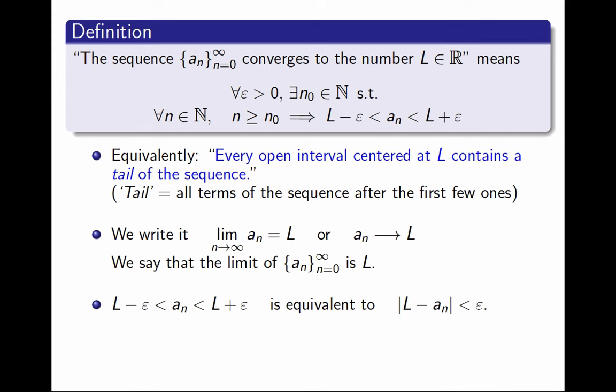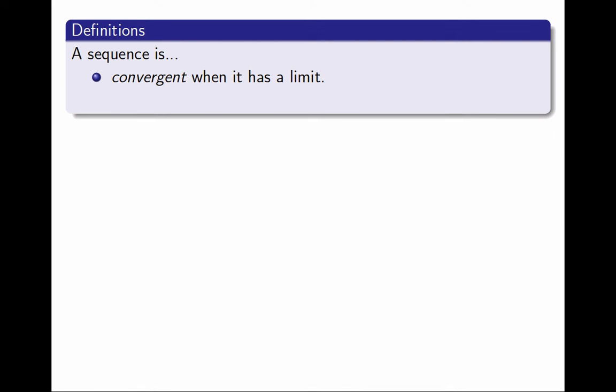To conclude, two more definitions. When we say a sequence is convergent and nothing else, we mean that it has a limit, and the limit must be a number. Convergent is just a way to say the sequence has a limit without saying what the limit is. Otherwise, we say that the sequence is divergent.